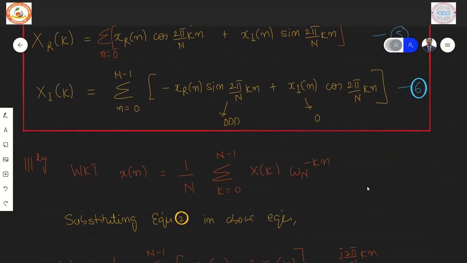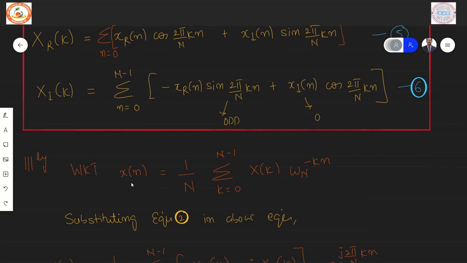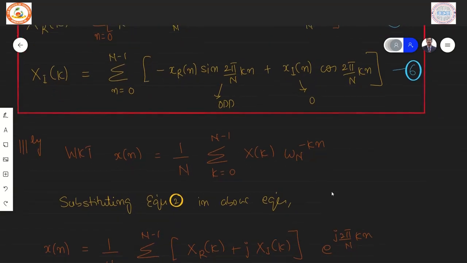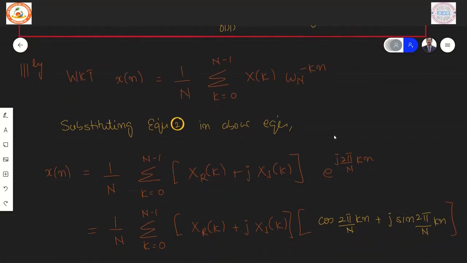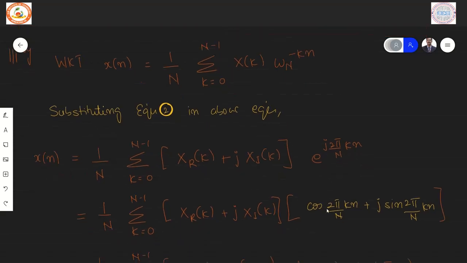Similarly, if we consider the IDFT equation given by x of n is equal to 1 by N times summation, limits k is equal to 0 to N minus 1, x of k into W N to the power of minus kn. Substituting equation 2 in the above equation, this time we are going to substitute for x of k. Therefore, the real part xr of k plus j times xi of k will be the replacement. Here we multiply with the exponent e power of j 2 pi by N kn, which can be expanded as cos theta plus j sin theta.